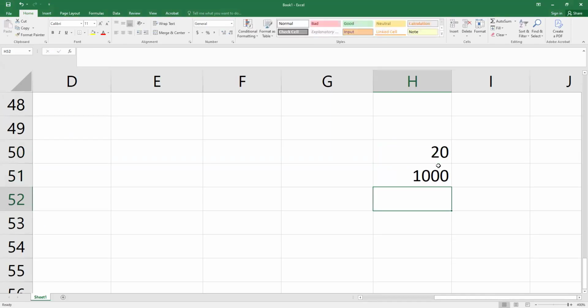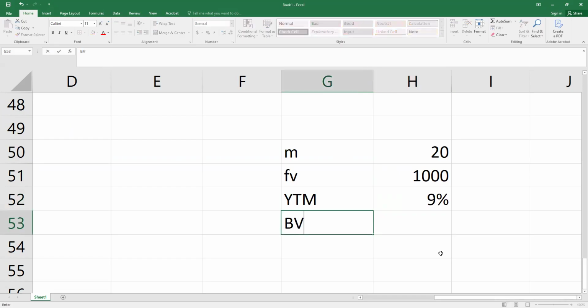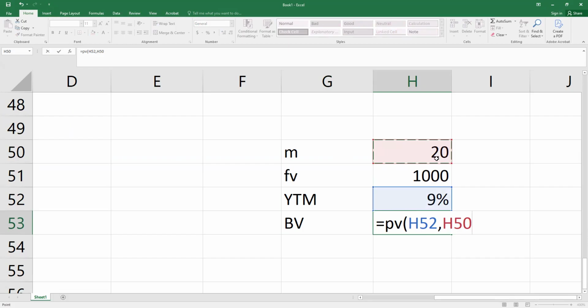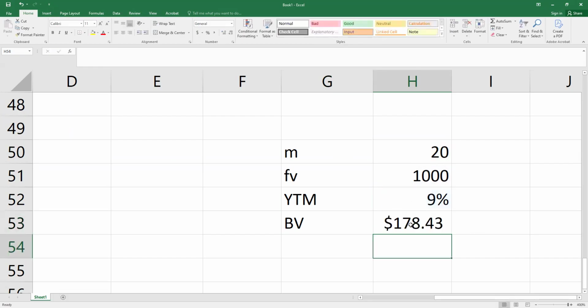So we are going here: 20-year, 1,000 the face value. This is the maturity, face value. The YTM is 9%, and the bond value is basically simply discounting the face value. PV rate is 9%, number of periods 20, and face value is this. So the value that you're ready to pay for it is $178.